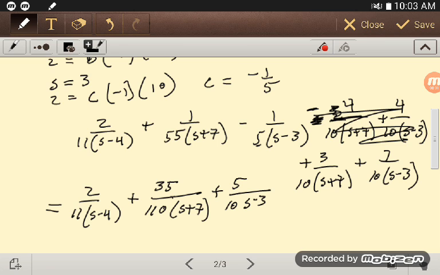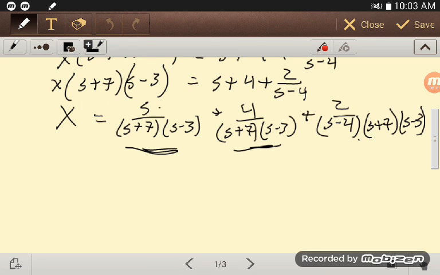s minus 3. Again, these reduce. I can divide both top and bottom of the middle one by 5, and so I actually get 7 over 22, and here of course I just get a 1/2. Okay, now I'll try to put this back on the first page.